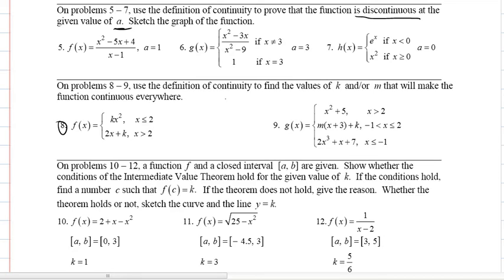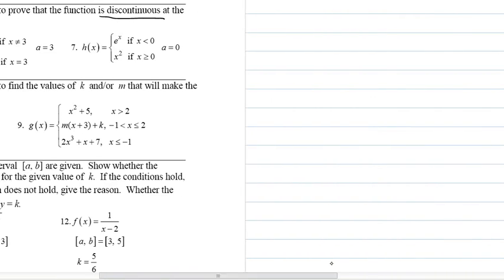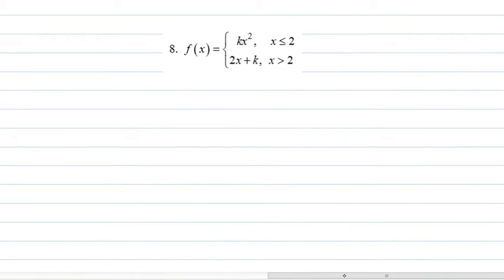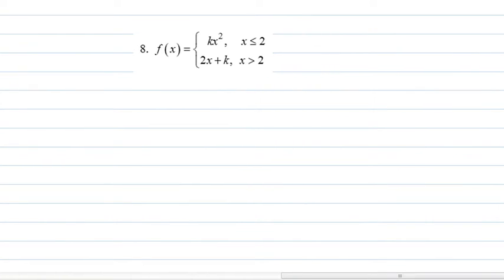So we have to use the definition, and recall that the definition has 3 conditions. f of c must exist, the limit must exist, and the limit and the function must be the same value. So let's go ahead and test this over here. This is number 8. So we want to go ahead and test if the function value exists. Well, why am I choosing 2?